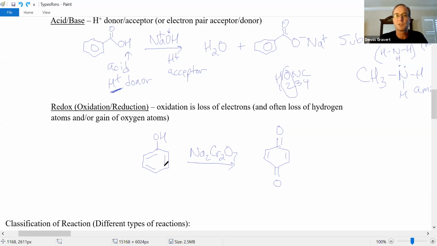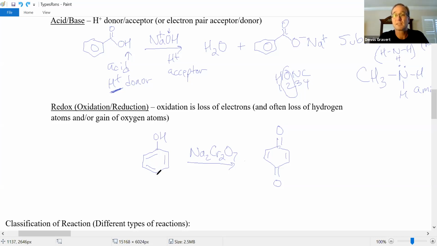Well, is it substitution or rearrangement? Let's try rearrangement. Are there the same number of atoms before and after? No, there's an extra oxygen. So this can't be rearrangement. So it must be substitution. Well, what's being substituted? Well, we're going to take away this H here. We also have to take away the H here.